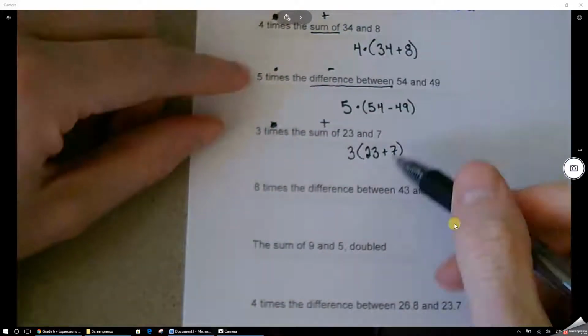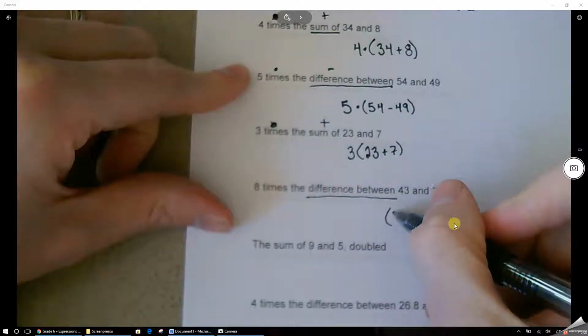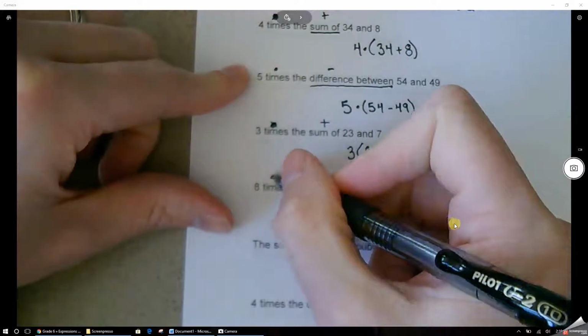Next example: 8 times the difference between. So number 4 is like number 2. Difference between, I'm going to use parentheses. 43 minus 38, because difference means subtract. And then what am I going to do with that? I'm going to multiply it by 8.